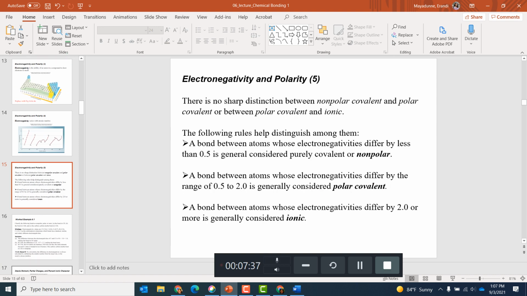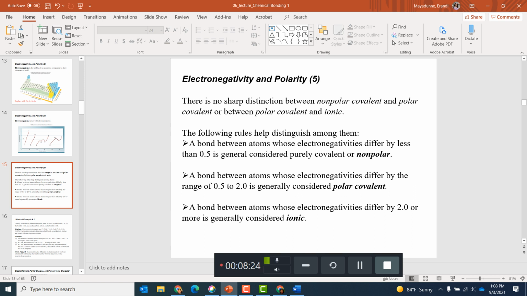So how do you know, when you're looking at a molecule, what type of bonding it is? When two atoms form a bond, the bond between atoms whose electronegativity differs by less than 0.5, sorry, is generally considered purely covalent or nonpolar. So if the electronegativity difference is 0.5 or less, we call it pure covalent or nonpolar. If the difference is 0.5 to 2, it is polar covalent. If the difference is 2 or above, we call it ionic. So you need to know this.